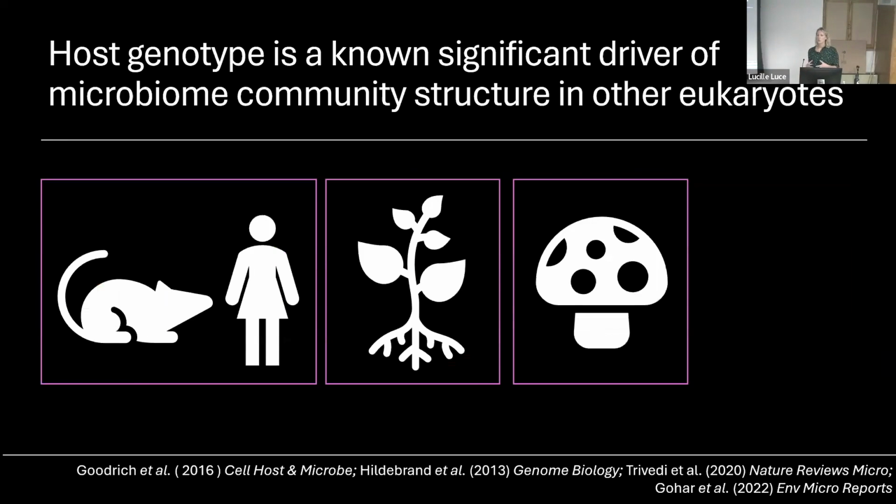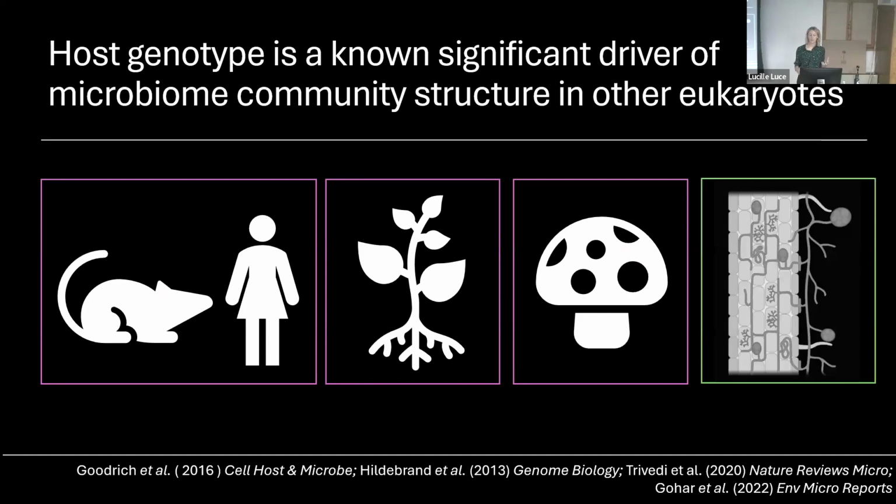And this is analogous to what has already been observed and shown to be true in other more popular eukaryotic systems, such as humans and mice, where host genotype is a known main driver of microbiome community assembly and community structure. So in humans, in mice, but also in plants. And more recently, this is also shown to be true for fungal fruiting bodies. And so we're now showing that this also extends to AMF and their endobacteria.